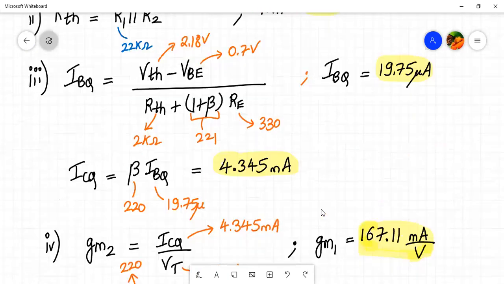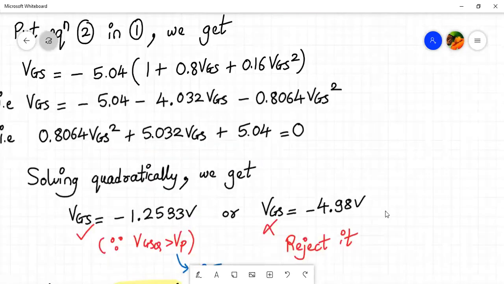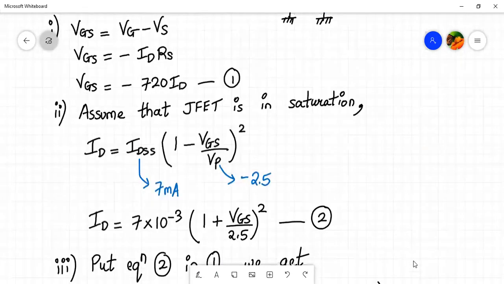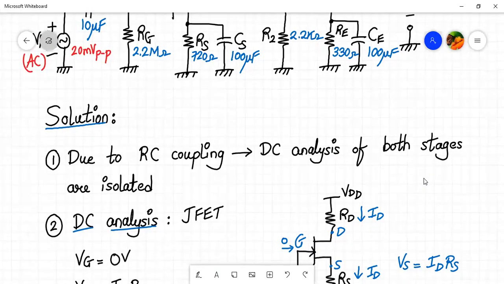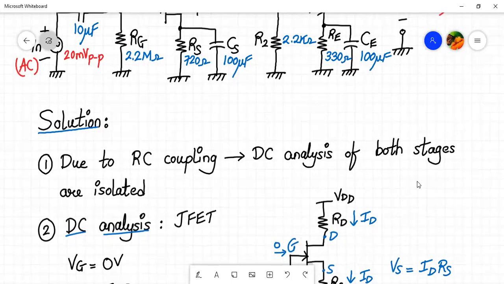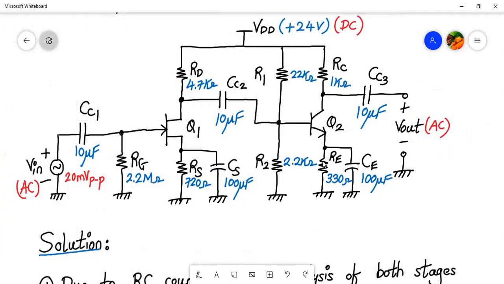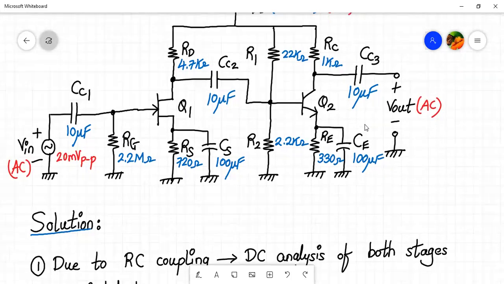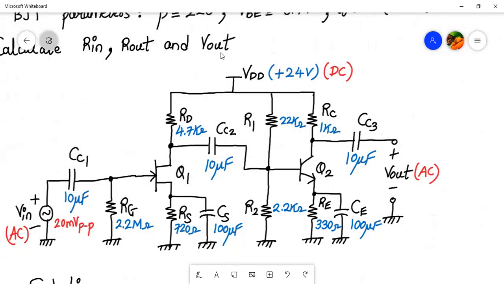So now is the time to calculate the voltage gain. This is the third part. In the second part, we did the DC analysis, from which we calculated VGSQ, and from that GM1. RO1 was given to us. Then we did the DC analysis for BJT and calculated the value of ICQ. Hence, we calculated the value of GM2 and R pi. Now we will calculate the voltage gain, R in and R out, and hence the value of V out.